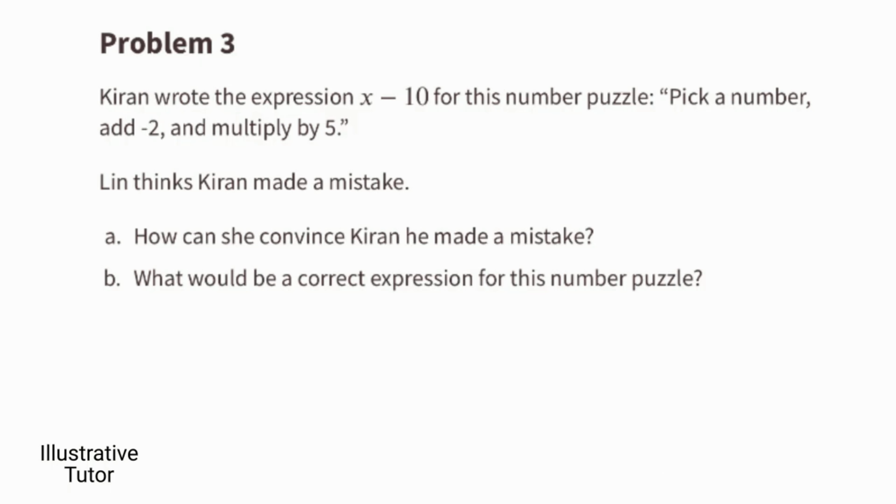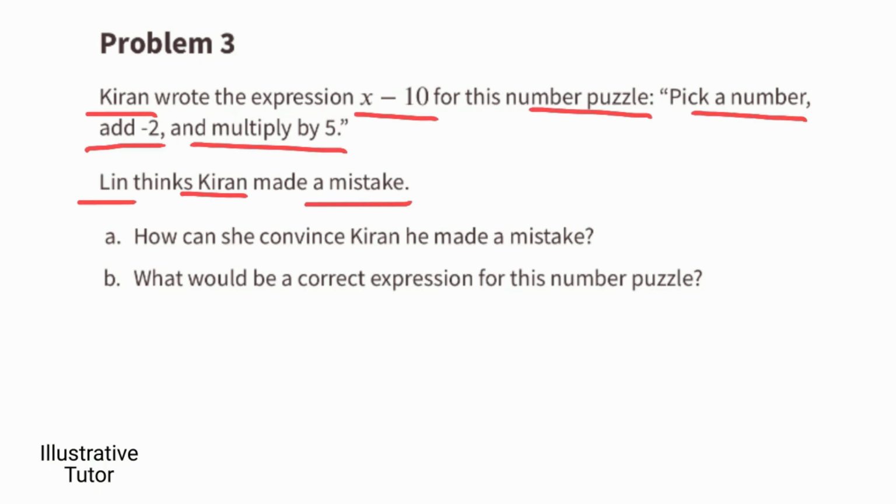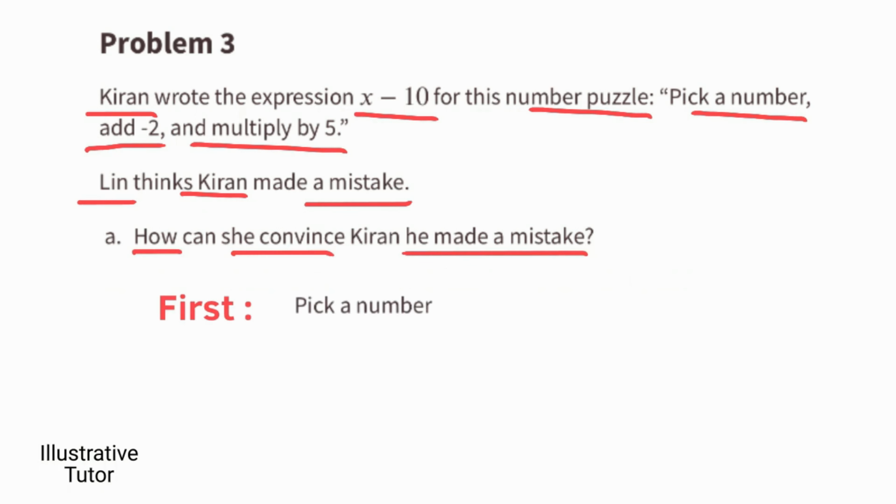Problem number 3. Kieran wrote the expression x minus 10 for this number puzzle. Pick a number, add negative 2, and multiply by 5. Lynn thinks that Kieran made a mistake. A. How can she convince Kieran he made a mistake?